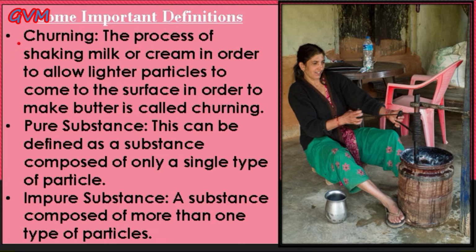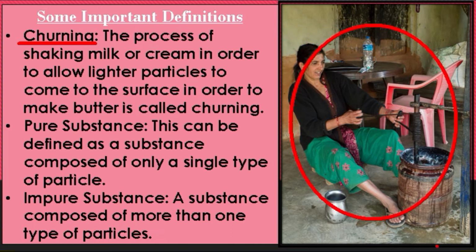The first one is churning. Students, I hope you all are very familiar with this process, and as you can see here in this image, can you answer me what this lady is basically doing in this figure? Yes, you are all right. This lady is separating cream from the milk, generally by shaking it. So students, this process is known as churning, and we can define it as the process of shaking milk or cream in order to allow lighter particles to come to the surface in order to make butter.